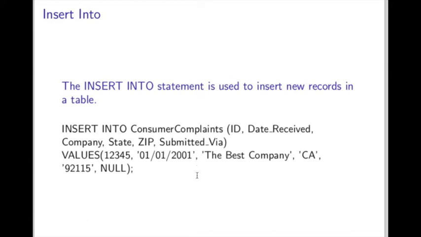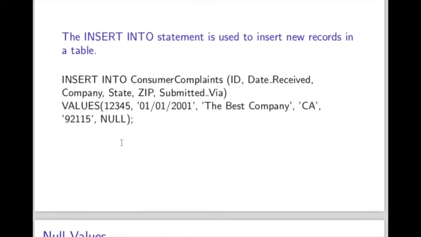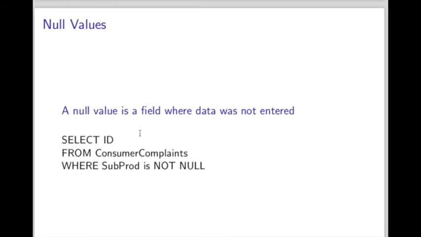So these values don't completely make sense, but we're going to use the ID 12345 on January 1st, 2001. The consumer submitted a complaint for the best company. They're from California. 92115 is their zip code, and we are not quite sure how they submitted their complaint, so we're going to add that in as null. Null values are just kind of like placeholders for a field that we don't have an entry for.